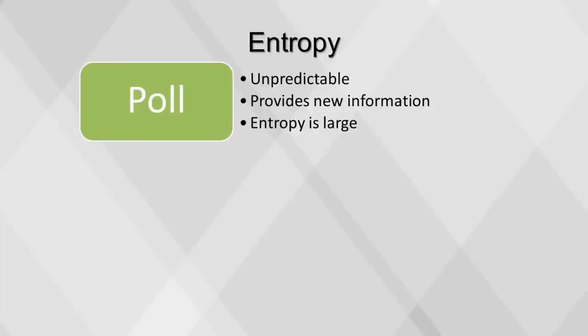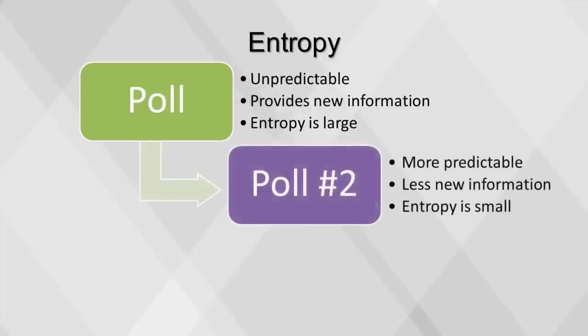These are just different ways of saying that the entropy of the poll's results is large. Now let's say a second poll is performed shortly after the first poll. Since the result of the first poll is already known, the outcome of the second poll can be predicted well, and the results should not contain much new information. In this case, the entropy of the second poll result is small relative to the first.